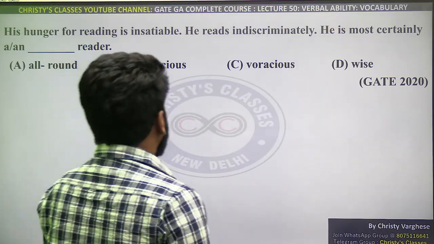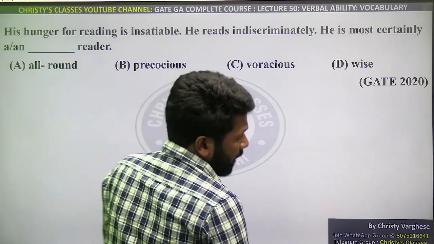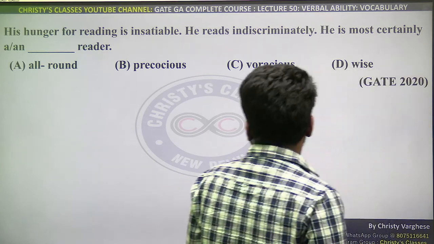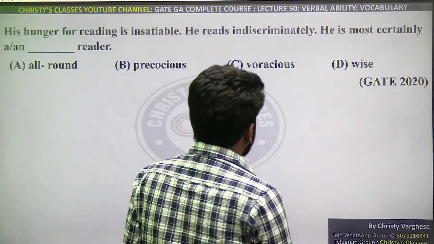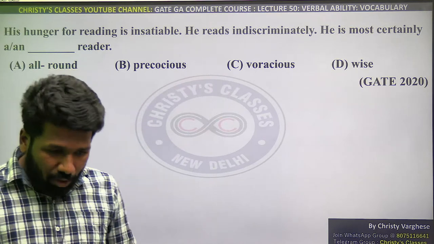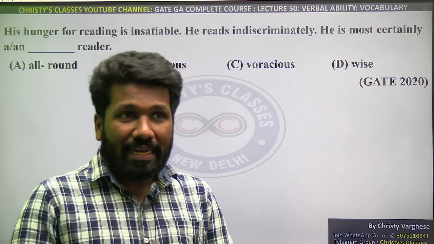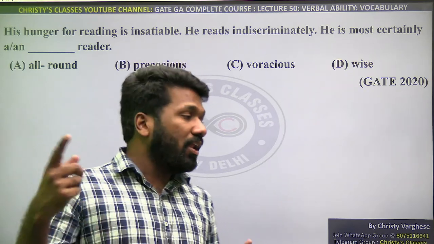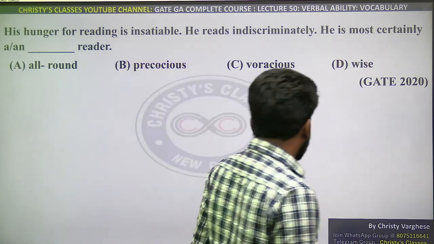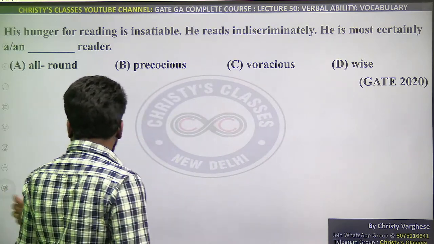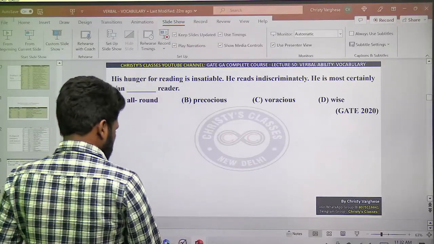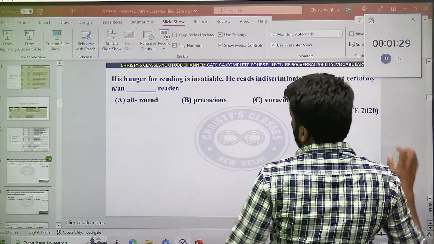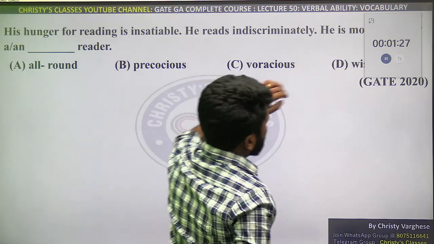So now try this. I am not saying that you can identify the answer for all questions using prefix and suffix, but for many questions it will be helpful. In some questions you will identify the prefix or suffix, but the root word you don't know. But at least that prefix and suffix may tell something about which option can be eliminated. Is that clear? So all of you try this. Time 1.5 minutes, all of you try.